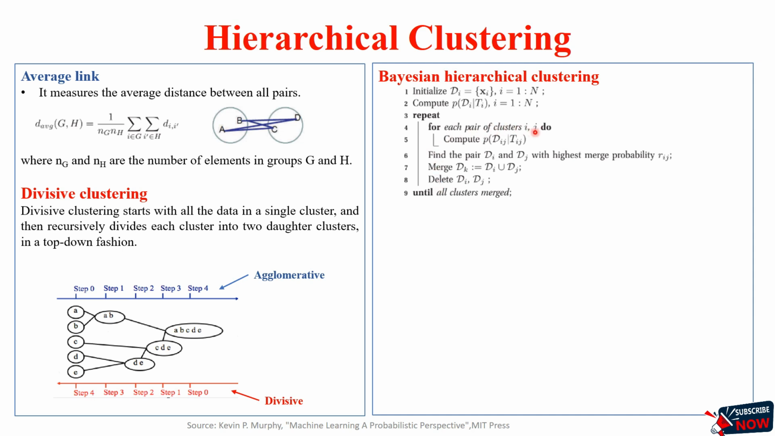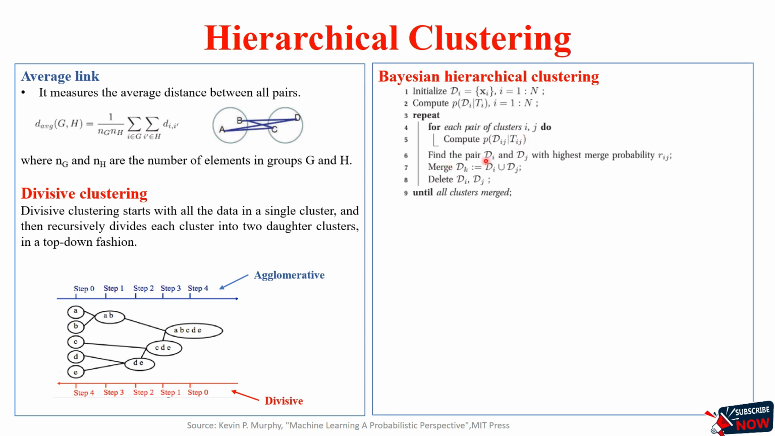So for each pair i and j, we need to compute the probability of the data D for the two pairs i and j, given the prior information of i and j.